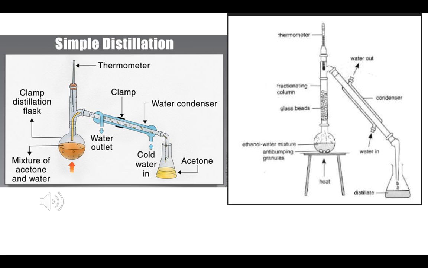Usually fractional distillation is extremely good, but it reduces the yield of your desired component. But you have a much more pure substance, and it's mainly used when you have similar boiling points. Simple distillation is usually used when you have a difference of 30 degrees Celsius in boiling points, and fractional distillation is used for differences of less than 10 degrees.